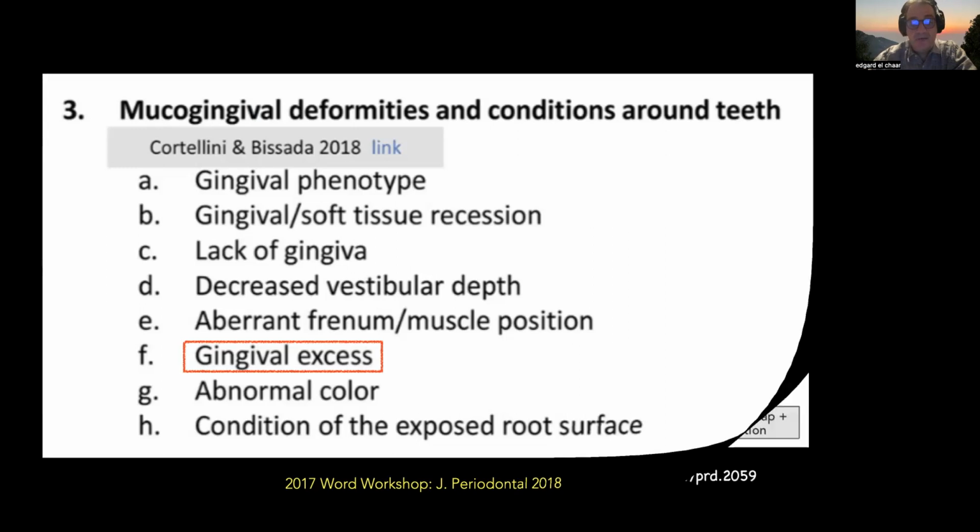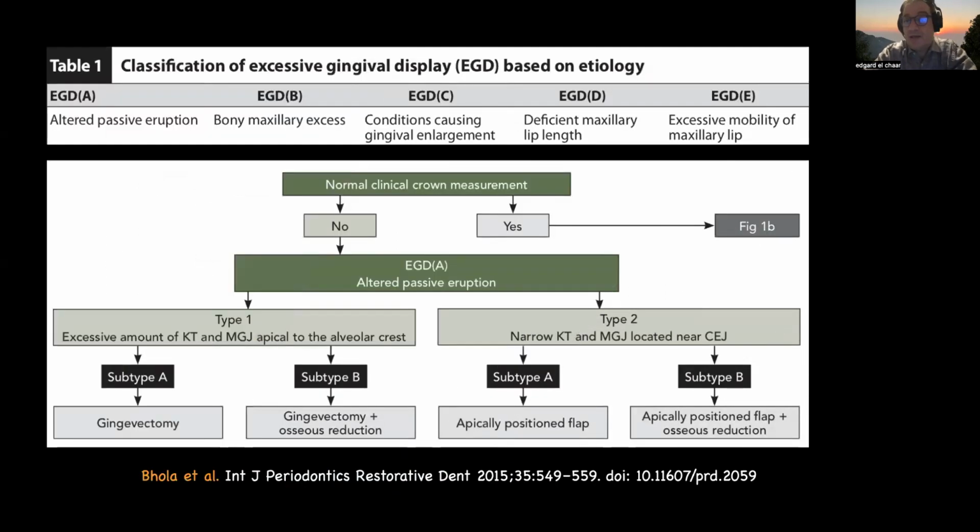So if we go into the specificities of the excessive gingival display, we look at Bola, a very great friend of mine and a great colleague. He wrote a beautiful paper where he divided it into A, B, C, D, and E. And each one is different. When we look at A, it's called altered passive eruption. That means the gums have not moved up and we still have the teenager look. You have somebody 23, 24, and their teeth are short like a teenager.